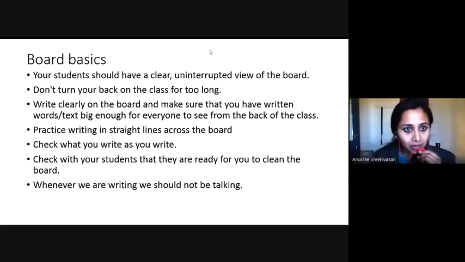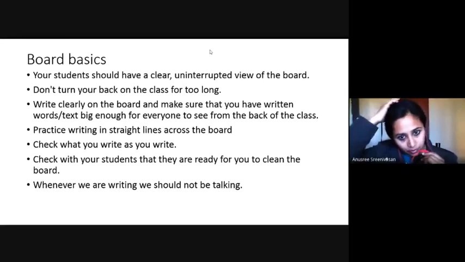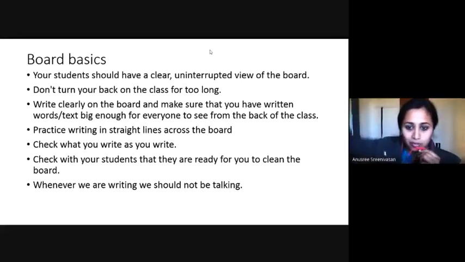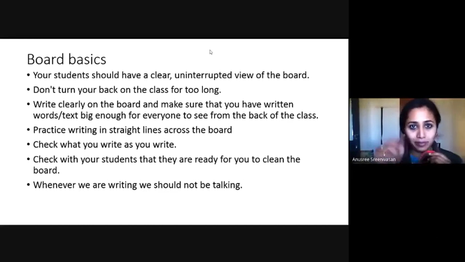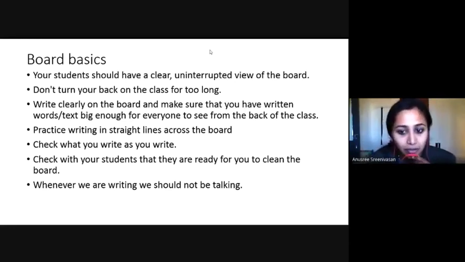And then practice writing in straight lines across the board. Then check what you write as you write. Make sure you don't make any spelling mistakes, because the students are there to copy whatever you're writing. Then check with your students that they are ready for you to clean the board. Ask them if they have copied down whatever you've written before you clean the board.